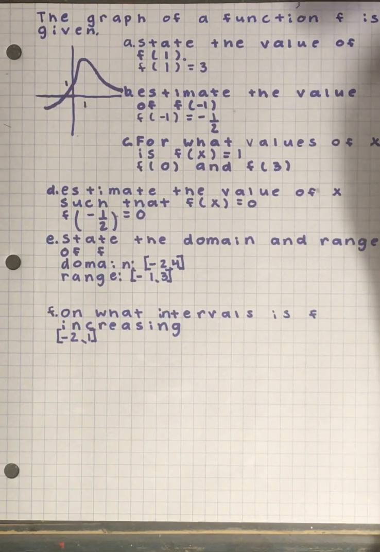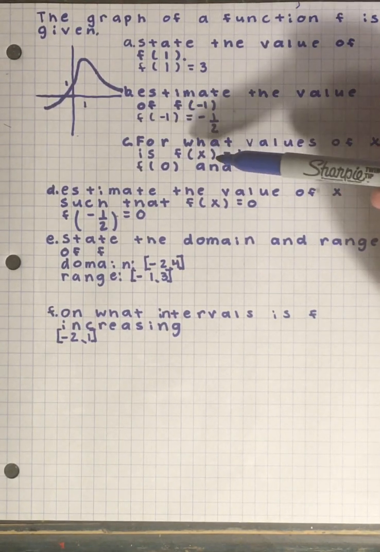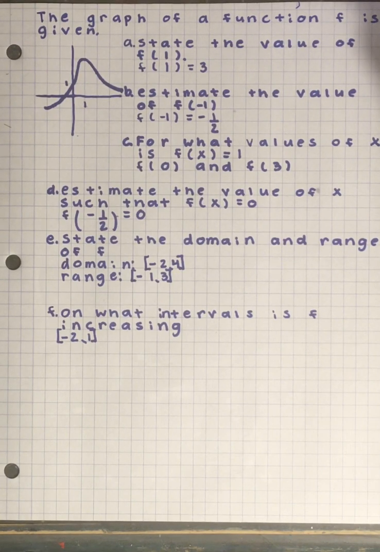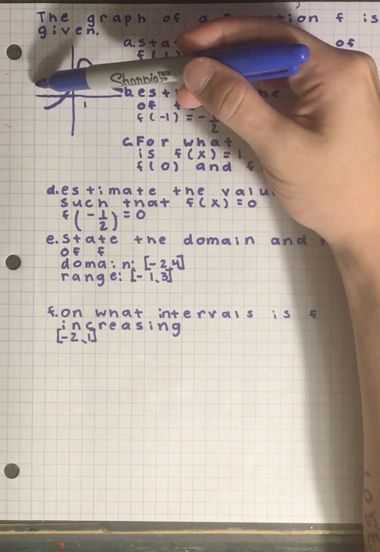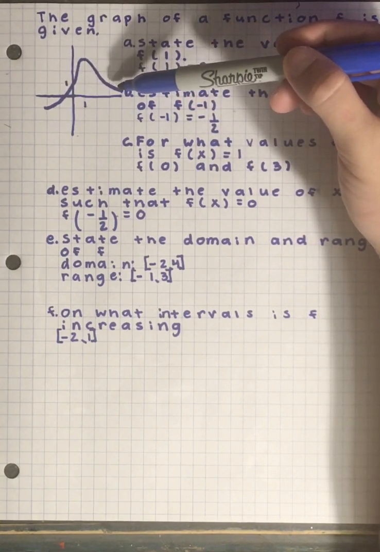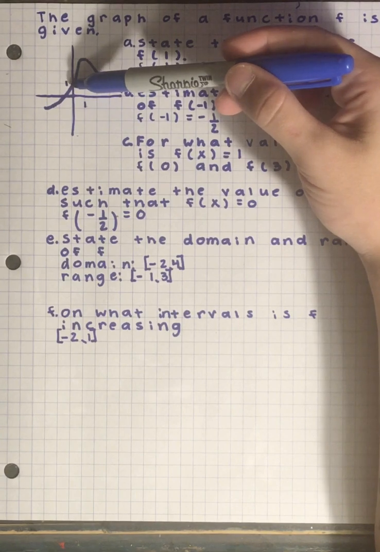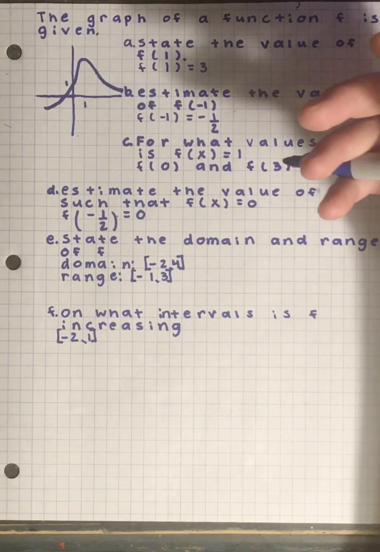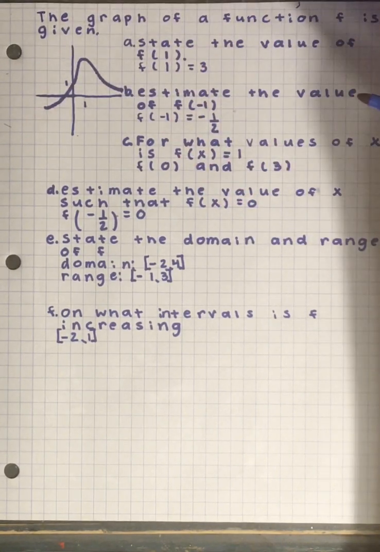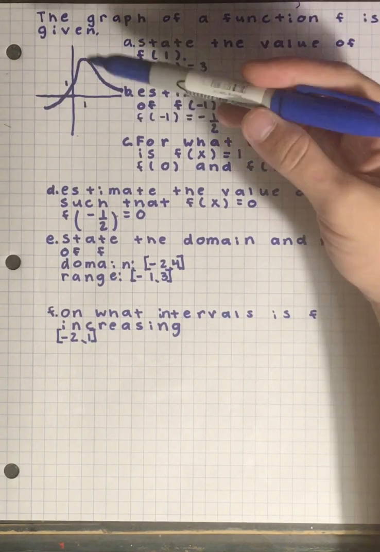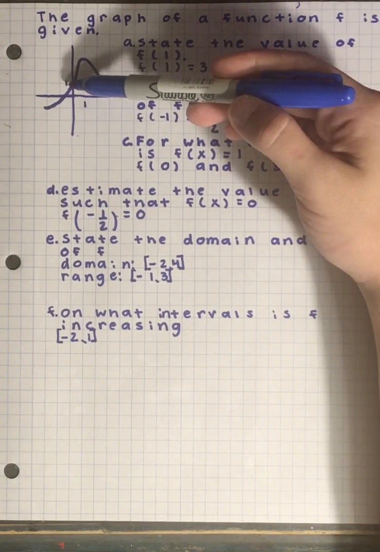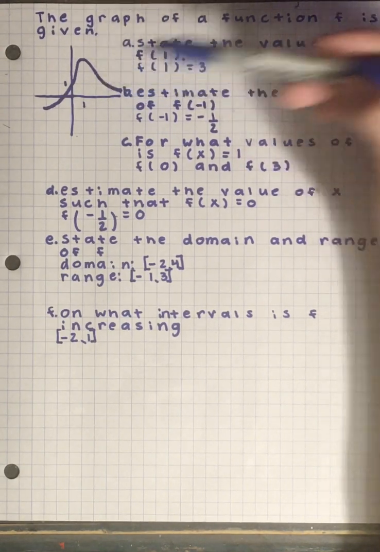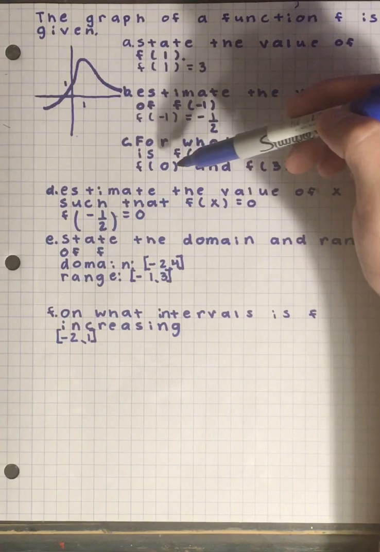Now it's saying, for what values of x is f of x equal to 1. So we're doing the reverse. When the y values are equal to 1, what are the x values? If you draw a dotted line across here, which is y equals 1, you can see that the graph touches twice. So we want the x values when the graph touches y equals 1. We can see that y equals 1 when x equals 0, and y equals 1 when x equals 3. So that's our answer: f of 0 and f of 3.